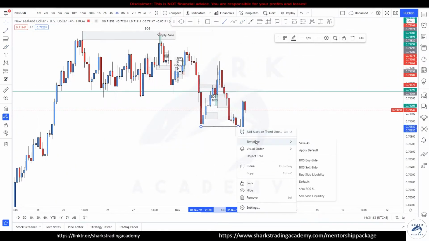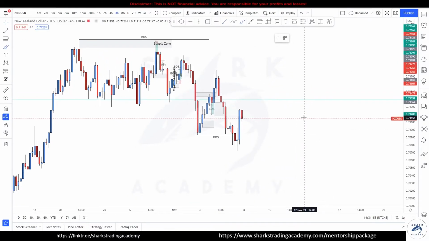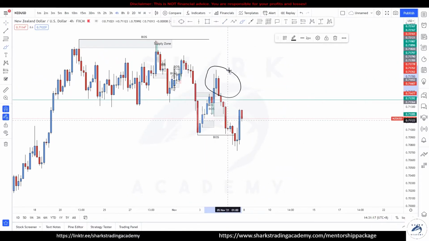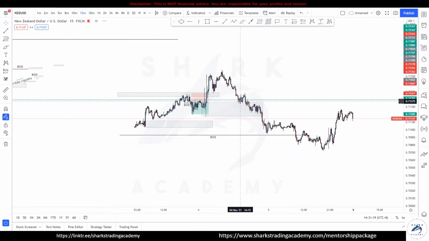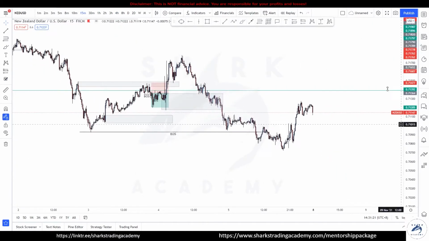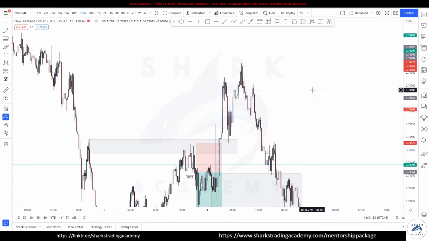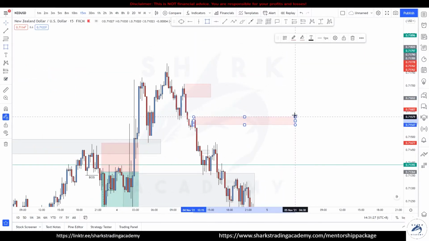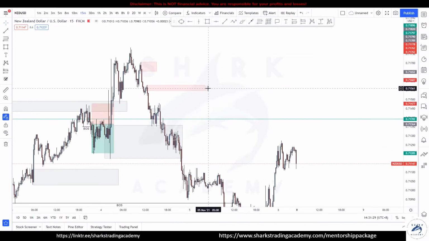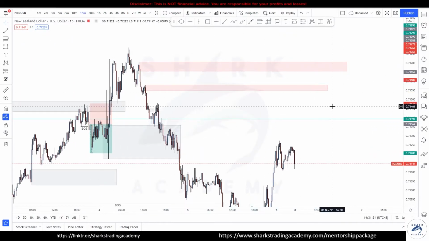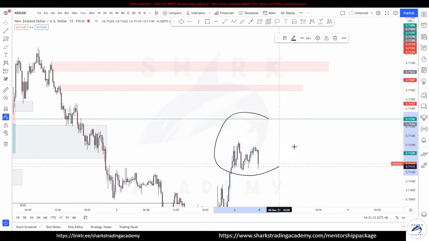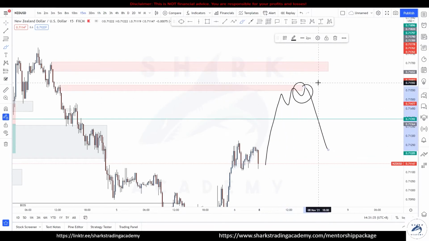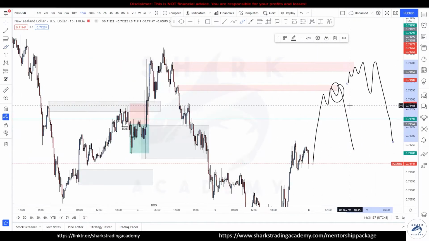Next up, New Zealand dollar. A clean break of structure. I'm looking for sells. And where am I selling from? I'm going to sell high. So let's go down to the lower time frame. Look for areas to sell from. So this is my POI. This is my POI. And I'm actually looking to sell only at these 2 areas. So similarly, wait for the 1-minute shift before taking sells, and over here as well.